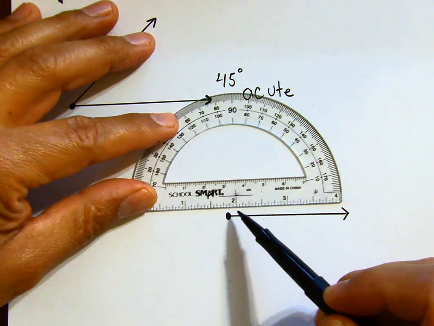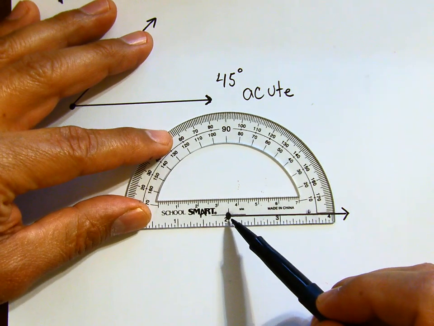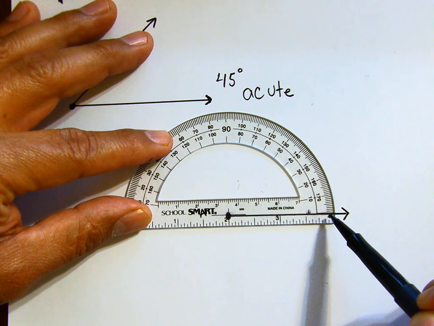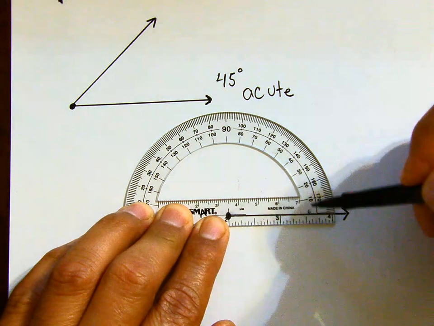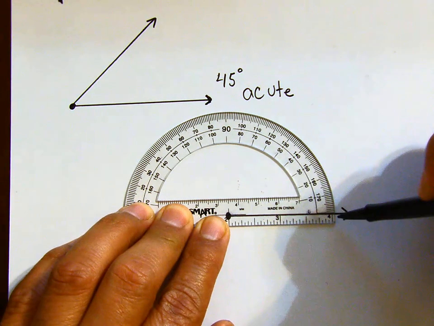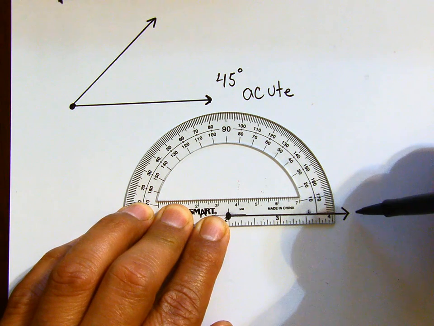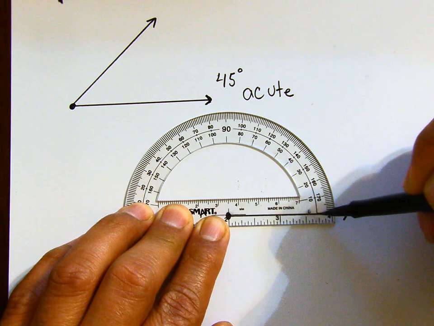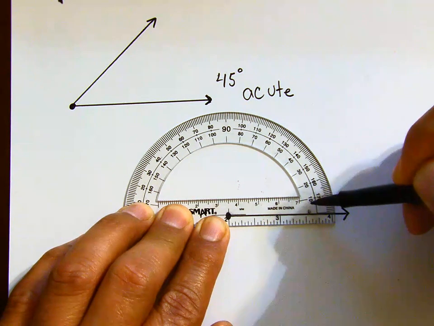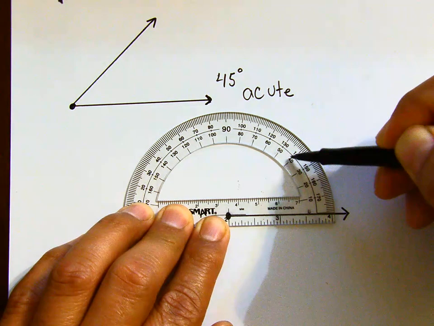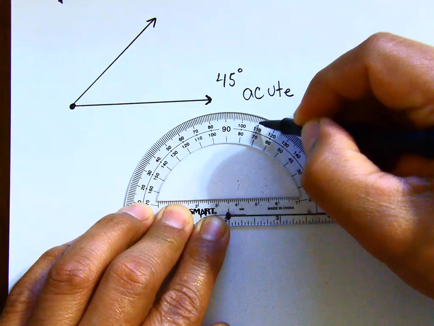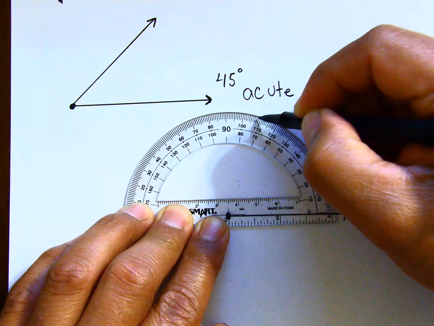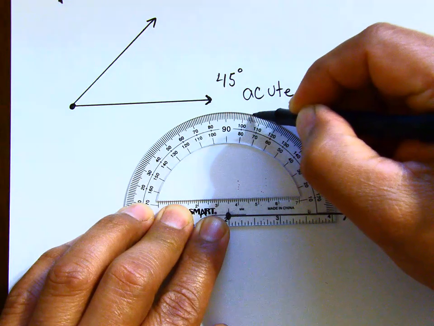My center point goes at the endpoint of the ray. This ray has to be at the zero edge or the zero line. And remember, I want it to be 75 degrees. That means I'm going to use my inner scale because the ray is pointing to the right side. I'm not going to start with 180. I'm going to start with 0. So 0, 10, 20, 30, 40, 50, 60, 70. Now 75 would be somewhere in the middle. So I go 70s here. 71, 72, 73, 74, 75.